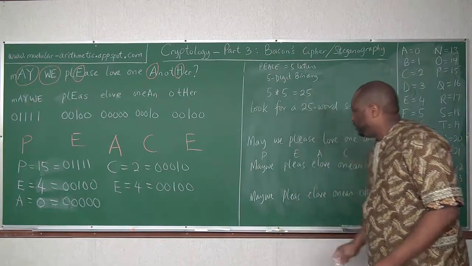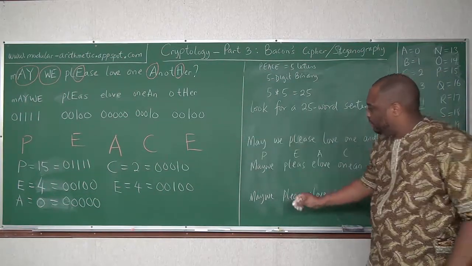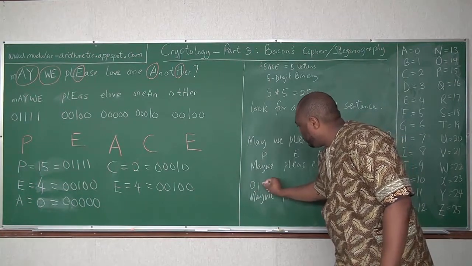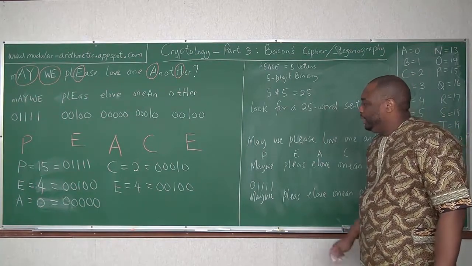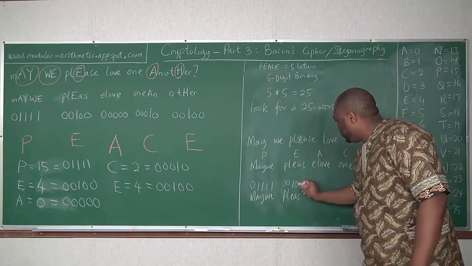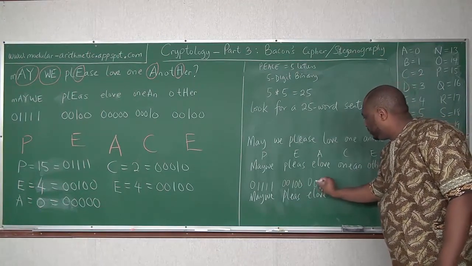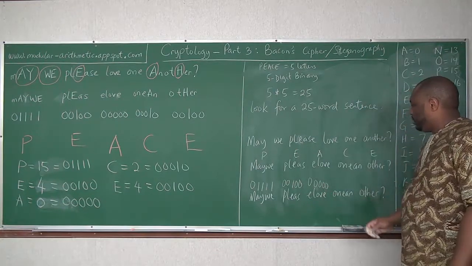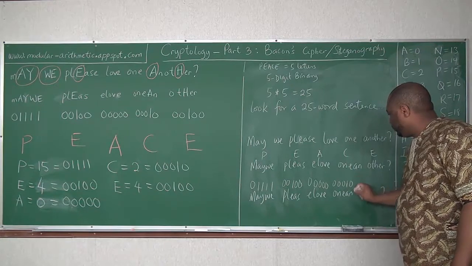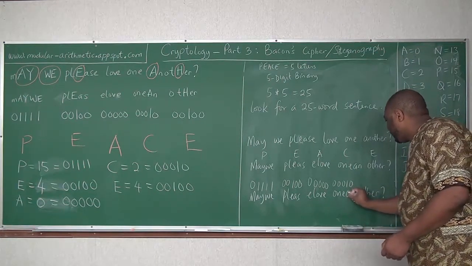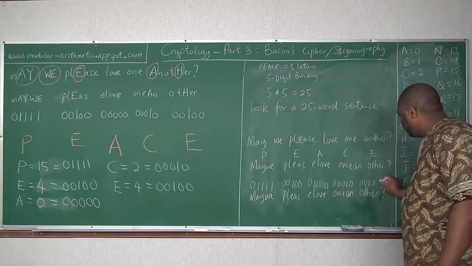Then we come and begin to write the codes on top of it. This should be 0 1 1 1 1. E is 0 0 1 0 0. A is 0 0 0 0 0. C is 0 0 0 1 0. And then E is 0 0 1 0 0.